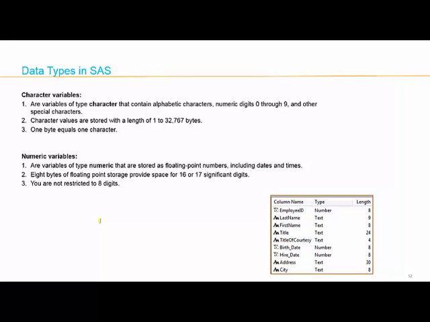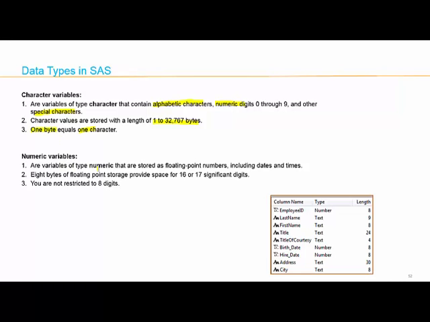So let us see the character variable first. In a character variable I can store any value: any alphabets, any special symbols, any integers. The length of a character variable can range from 1 to 32,767 bytes. Here one character is equal to 1 byte.